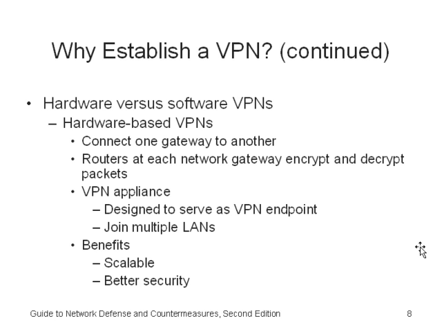There are various types of VPNs in terms of either being dedicated hardware VPNs or software VPNs, and they differ in a lot of different ways. The hardware VPNs are going to be dedicated machines that are used to create virtual private networks, and they connect one gateway to another, and then the routers at each network gateway can encrypt and decrypt the packets.